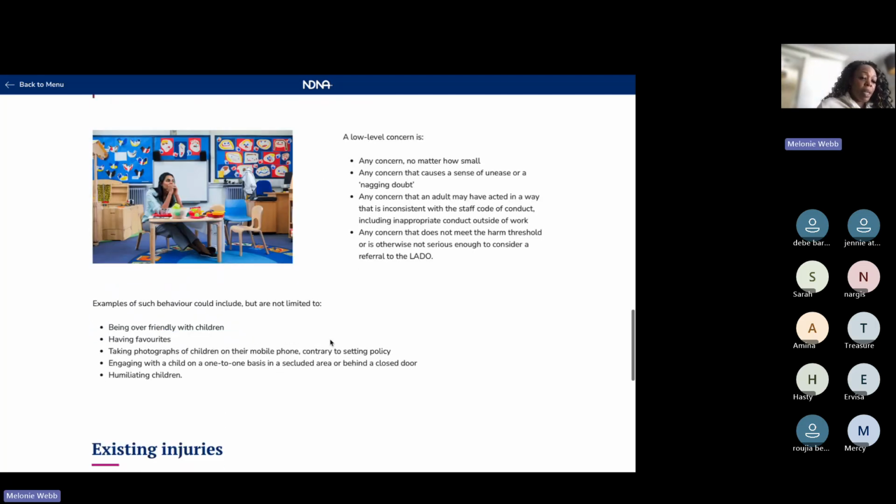Examples of such behaviour can include, but are not limited to, being overly friendly, having favourites. Listen, are you about to write a low-level concern about me? Taking photographs of children, engaging with a child on a one-to-one basis in a secluded area, okay, maybe not, and or humiliating children.